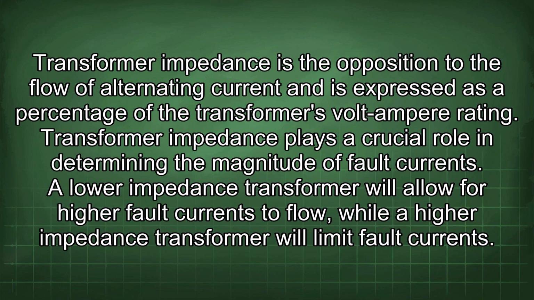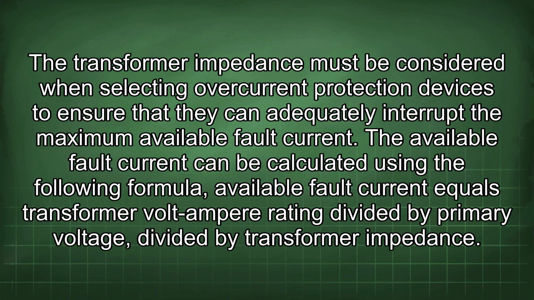A lower impedance transformer will allow for higher fault currents to flow, while a higher impedance transformer will limit fault currents. The transformer impedance must be considered when selecting overcurrent protection devices to ensure that they can adequately interrupt the maximum available fault current. The available fault current can be calculated using the following formula. Available fault current equals transformer volt-ampere rating divided by primary voltage divided by transformer impedance.